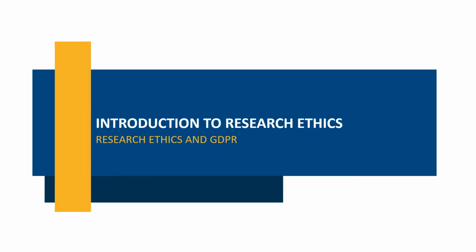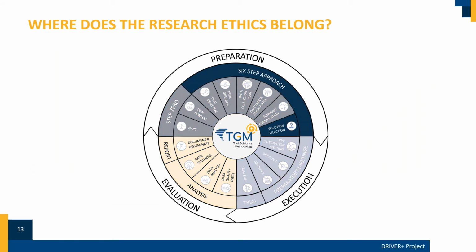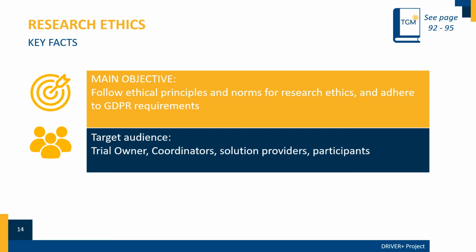Next to being aware about the social impact your trial design could have, it's also important to know about research ethics and the European General Data Protection Regulation. After all, your trial is a form of research, and you will collect data during this event. Research ethics apply to all phases of the TGM. The main objective of research ethics is to prevent unethical setups, either consciously intended or, which is most often the case, unconscious and unforeseen. Next to this, you should simply adhere to the European laws regarding privacy and data protection.